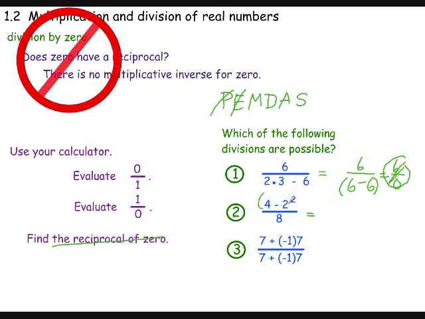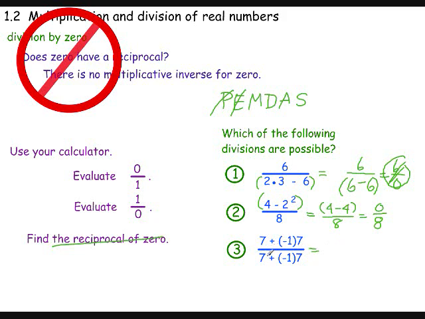How about this one? I'm going to look at this as being parentheses. That's just what I should have done up here. So I have to handle what's in parentheses, and then minus what's in parentheses. I've got 2 squared, so I have to take care of my exponent first. I'm going to have 4 minus 4 over 8. This will become 0 divided by 8. That one's a possible, isn't it? Of course.